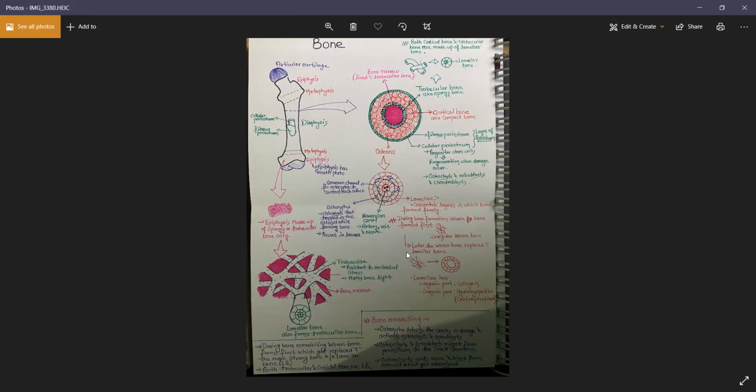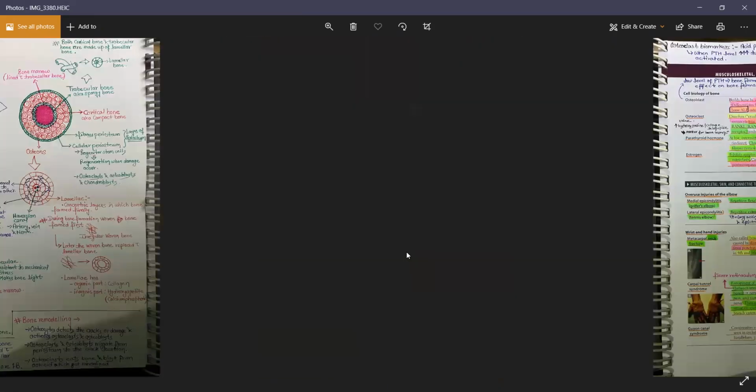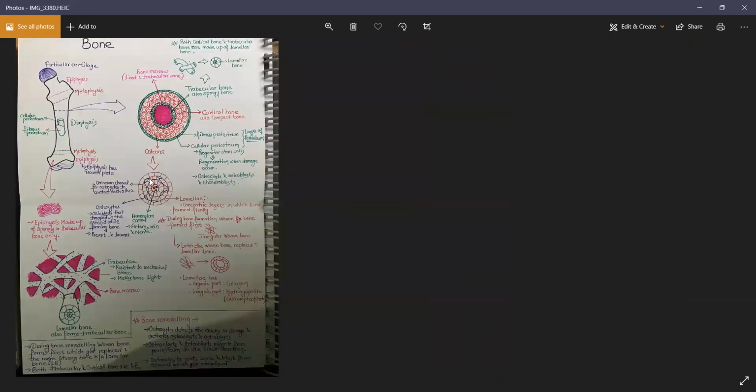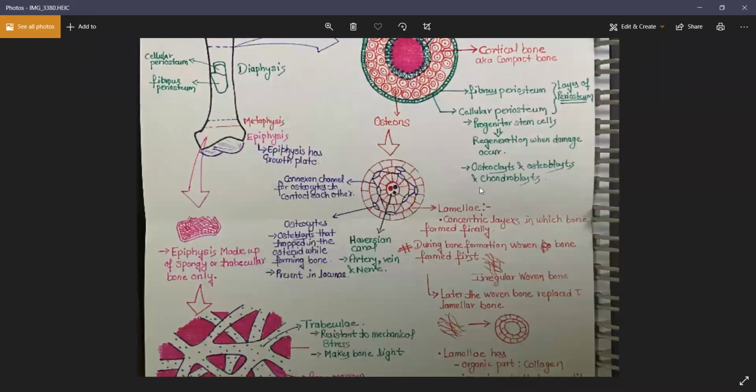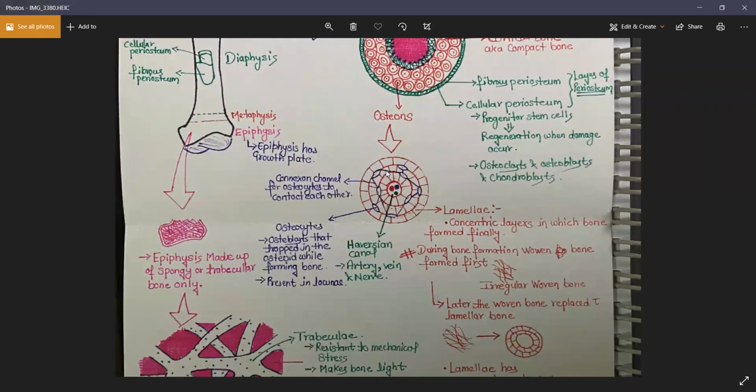No, thank you. Okay. So remember about the Haversian canal system. Remember, one more thing. These osteocytes, as you can see here, are connected to each other with the help of connexons. Okay, they will communicate with each other with the help of the connexons. Okay, do remember this point also.